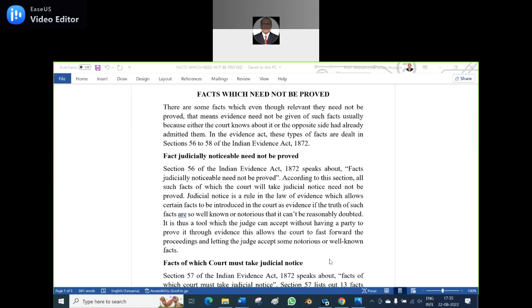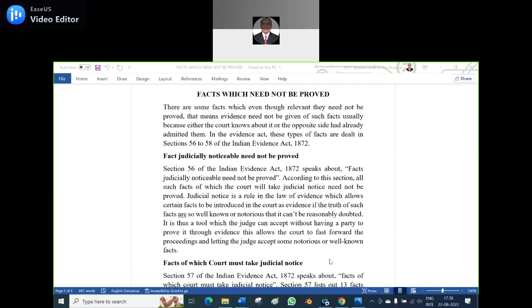So judicial notice is a rule in the law of evidence. It is not a substantive law. It's merely a rule. In other words, it is the procedure which allows certain facts to be introduced in the courts as evidence if the truth of such facts is so well known or notorious that it cannot be reasonably doubted.